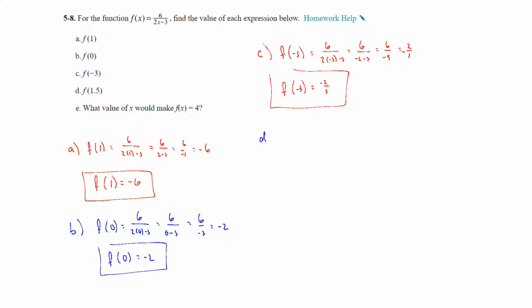Moving on to D, 1.5. So f of 1.5 is equal to 6 divided by 2 times 1.5 minus 3. And so we have to simplify the denominator each time. 2 times 1.5 would be 3. So 3 minus 3, 6 divided by 0. And we cannot divide by 0, so therefore on this one, f of 1.5 is undefined.